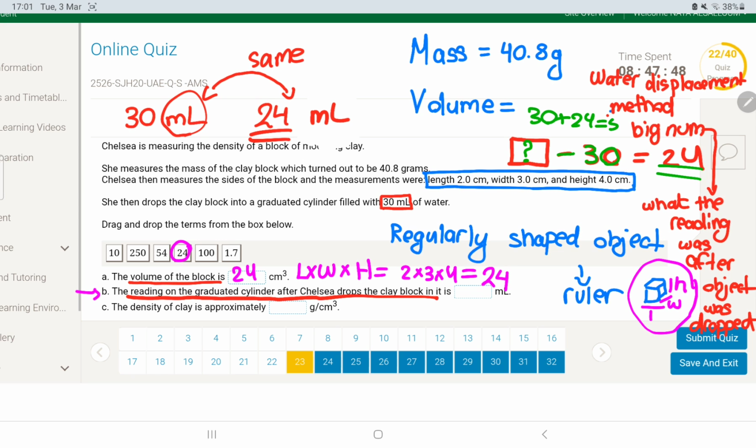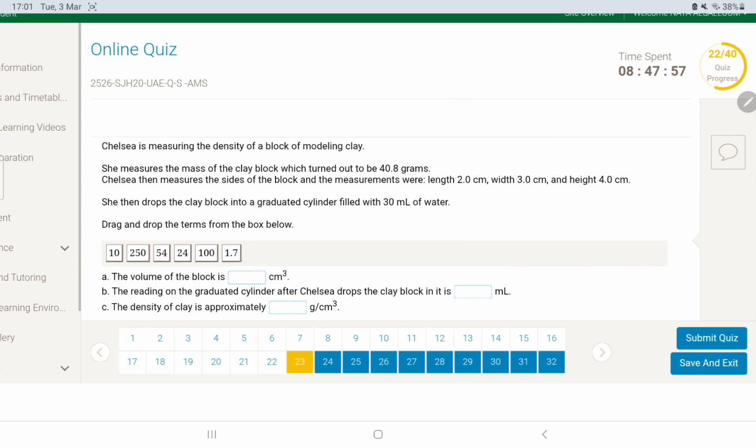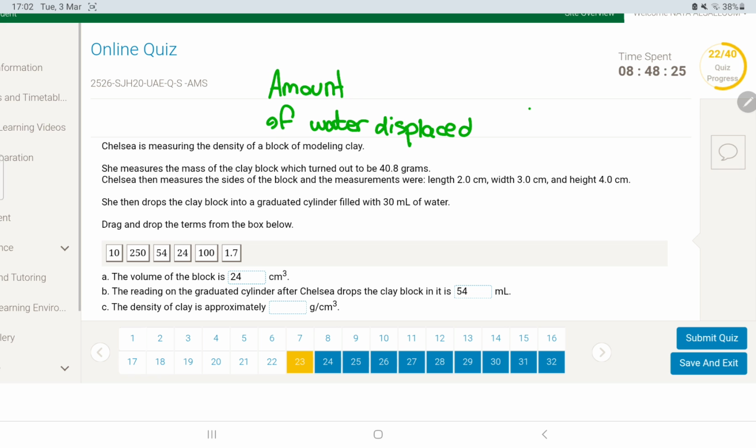We get 54. Okay? And actually, let me give you an easier way. I'm just going to remove all this right now. So we got the volume to be 24 and the graduated cylinder reading is 54. Now guys, if you remember, I told you that the amount of water displaced is equal to the volume of the object.